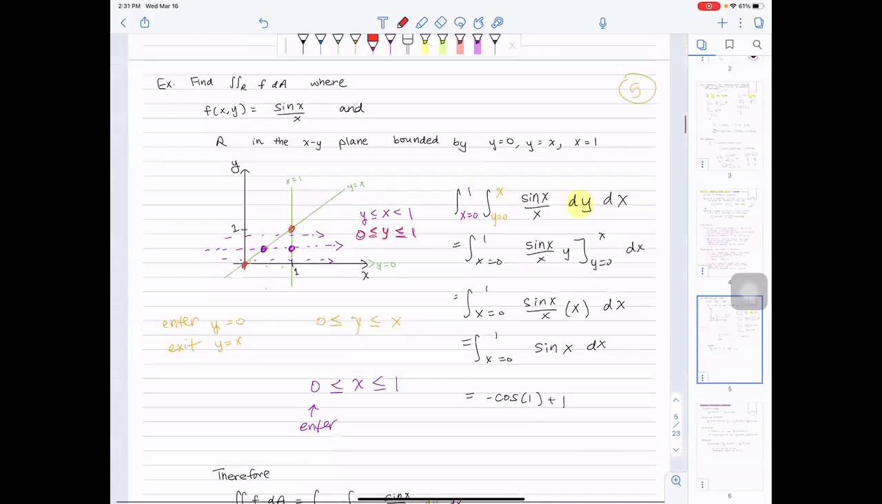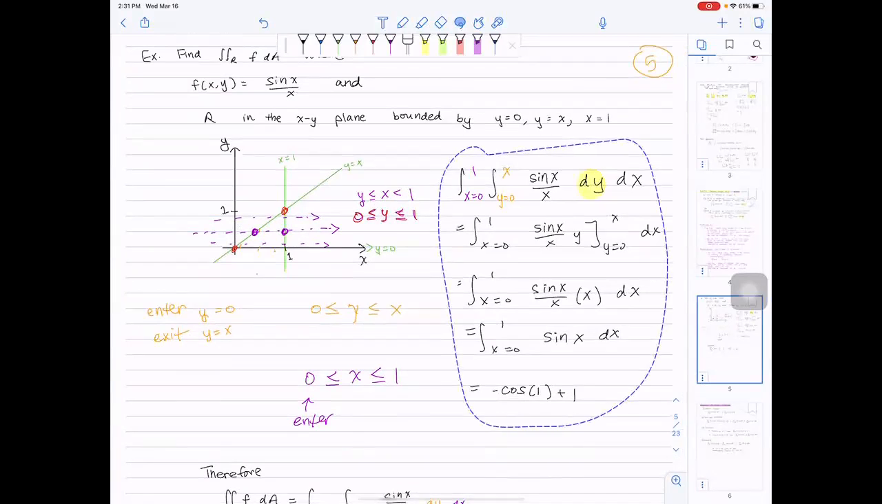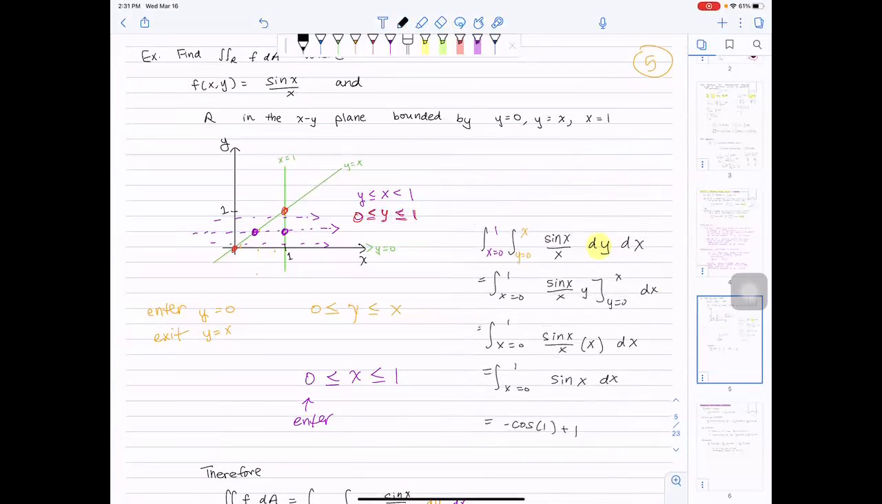So if you wanted to do dx dy instead, your integral would be the integral of sine x dx dy. You do x first, x equals y to 1, and then y from 0 to 1. Any questions about that?